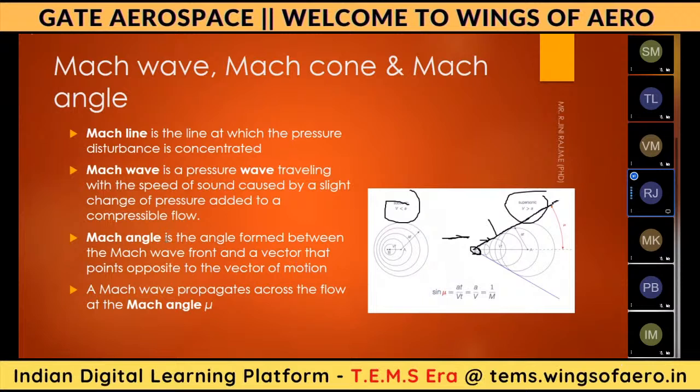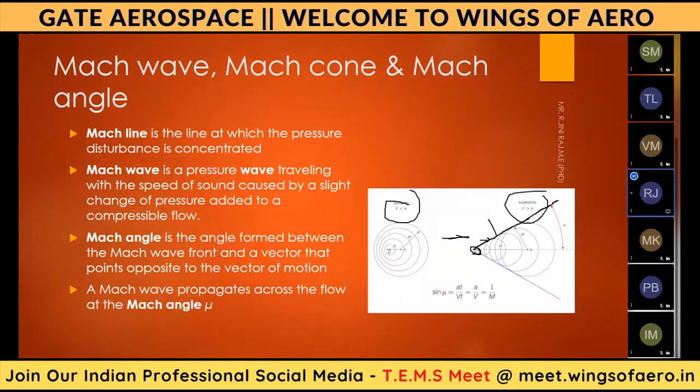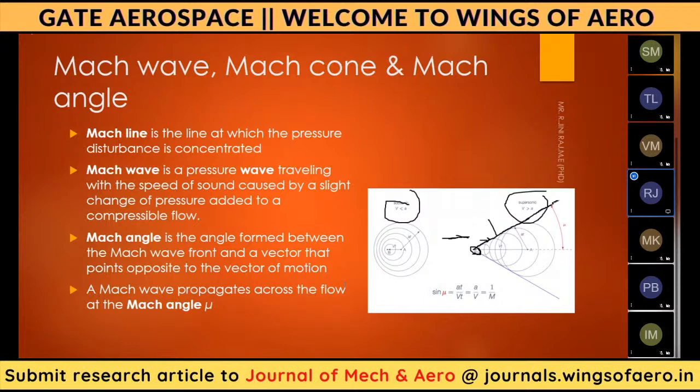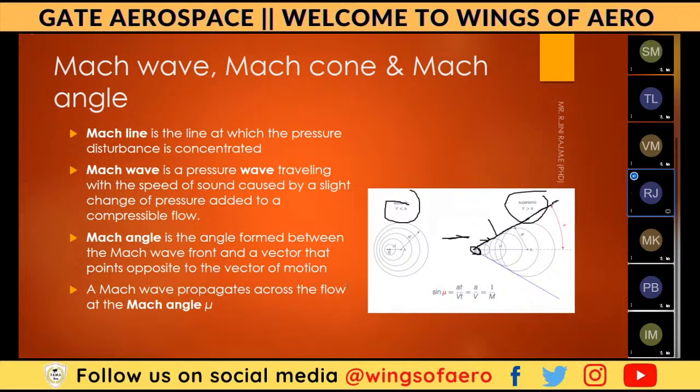Then second thing is the Mach wave. Mach wave is a pressure wave traveling with the speed of sound, caused by a slight change in pressure due to a compressible flow. Okay. Then third one is the Mach angle. Mach angle is the angle between the flow direction and the Mach line.